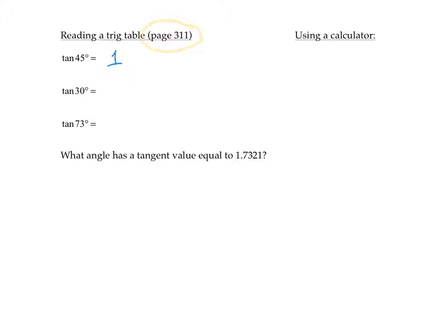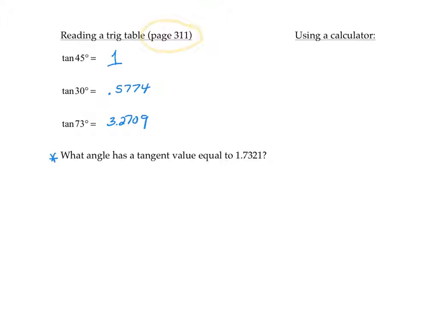Okay, likewise, if you look up 30 degrees, find 30 degrees on the left-hand side, and then move to the right until you find the tangent column, and in there you should see the decimal 0.5774. Okay, finally try a tangent of 73 degrees. So find 73 degrees in your table, work to the right, and the tangent of 73 is 3.2709.